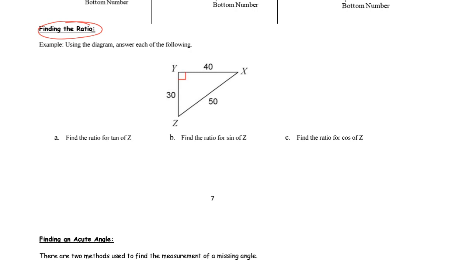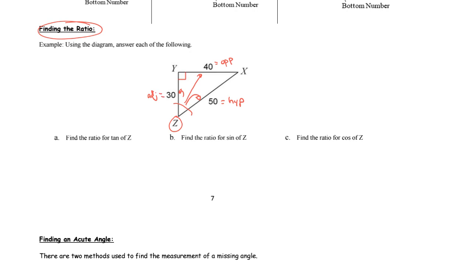So we want to first of all find the tangent ratio for Z, angle Z. So that's this angle right here. Now, as soon as we identify that, we've identified a few things. First of all, the hypotenuse is the hypotenuse. There's not much that's going to change here. But if Z is the angle that's of interest to us, then 40 here is the opposite, and 30 here is going to be the adjacent.